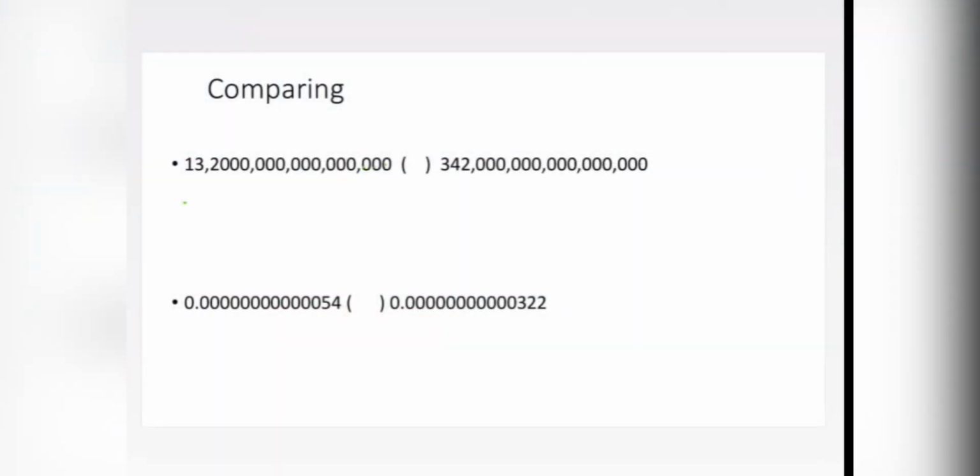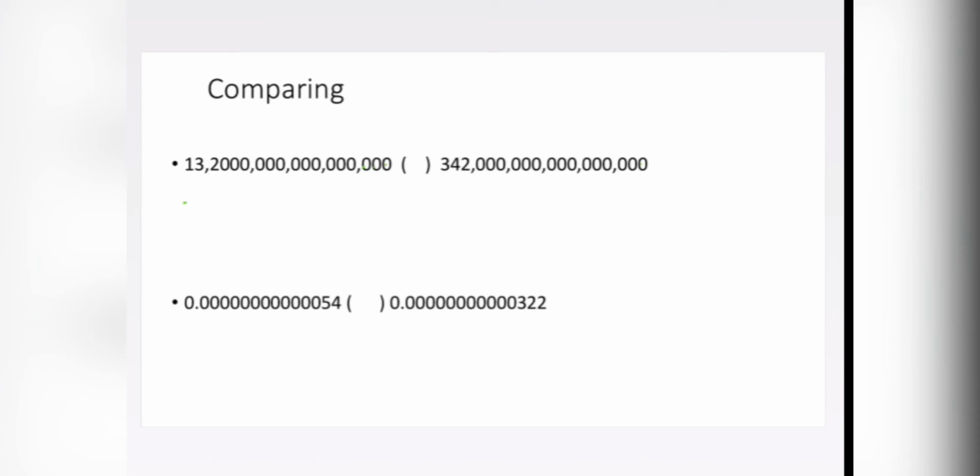Okay, another interesting thing about scientific notation is it helps us to compare numbers easily. Look at these numbers. Oh my god, so many zeros. If you are asked to compare at once, you will need time to think about the place values. So scientific notation will help us to compare the numbers.